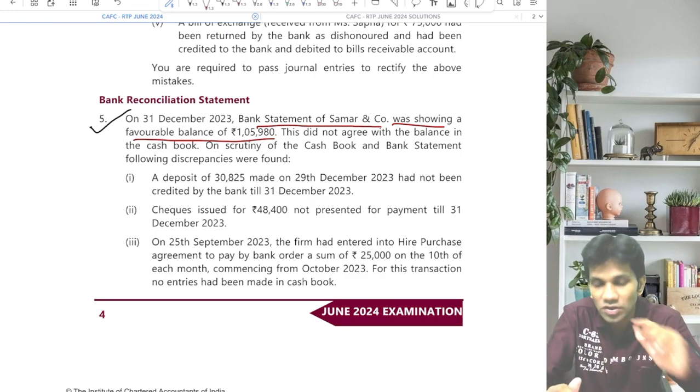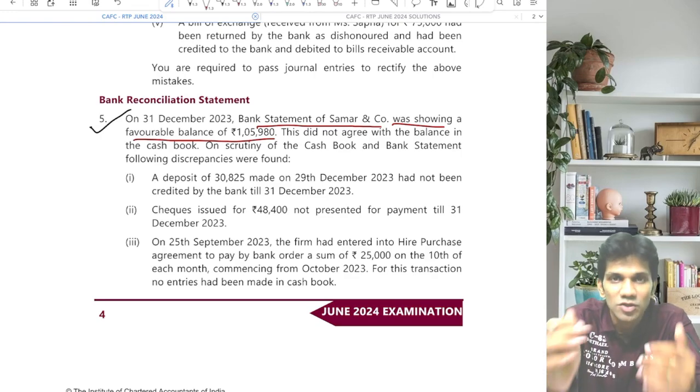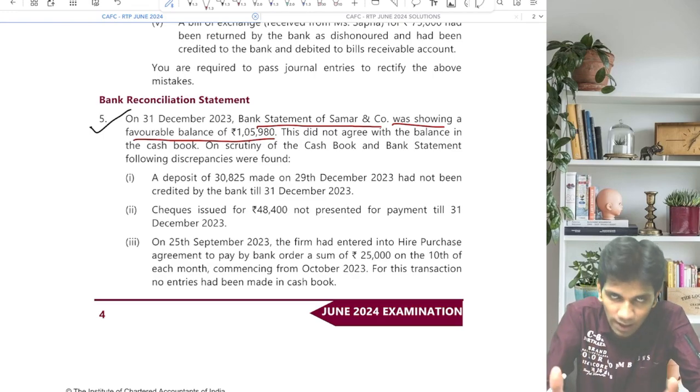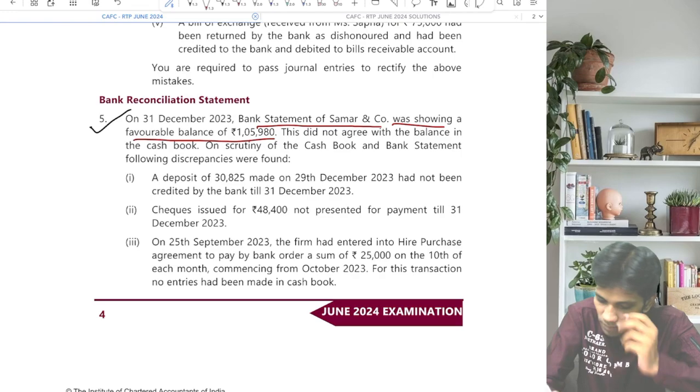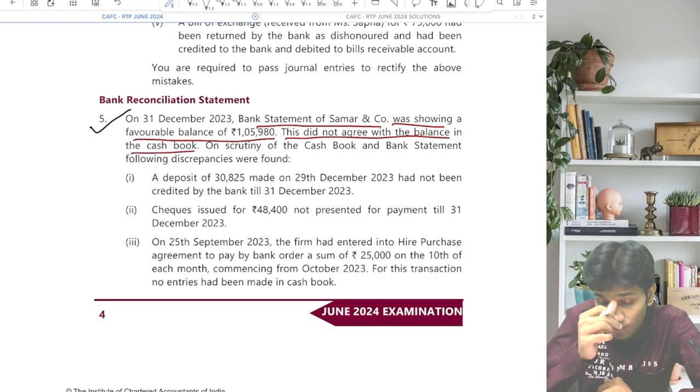Basically, this topic is all about reconciling the difference between cash book and passbook. Means whatever difference is coming between cash book and passbook, we have to reconcile, tally that difference. So the bank passbook showed a balance of 1,05,980. This did not agree with the balance in the cash book. So there was a difference between passbook and cash book.